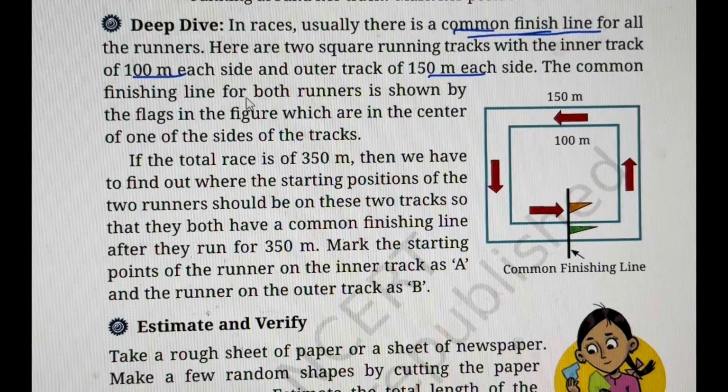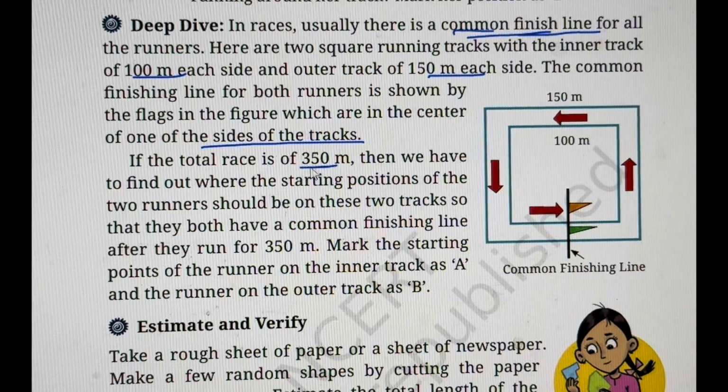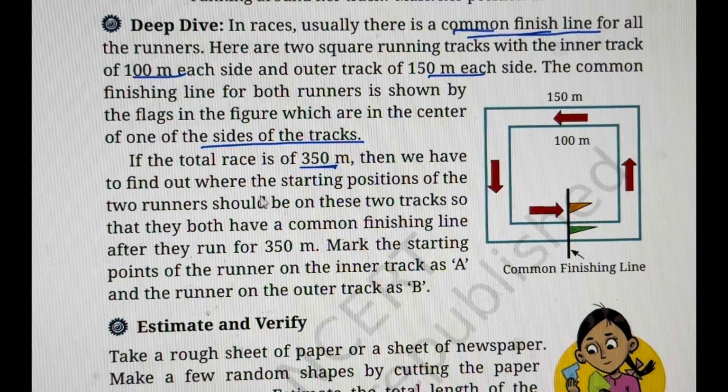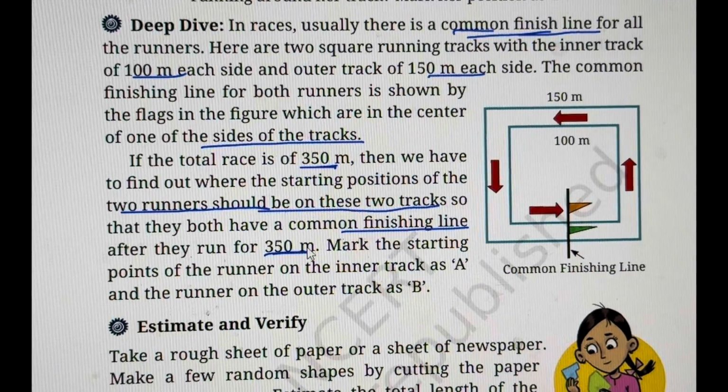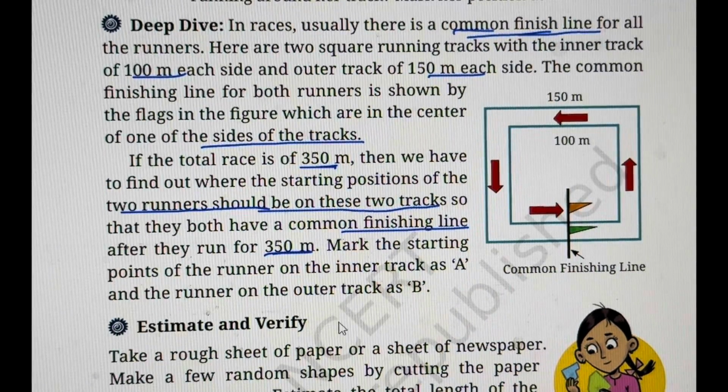So the common finish line for both the runners is shown by the flags in the figure, which are at the center of one of the sides of the track. Now if the total race is of 350 meters, then we have to find out where the starting position of the two runners should be on these two tracks so that they both have a common finishing line, that is, they should both run 350 meters only, right? Then only the race would be fair.